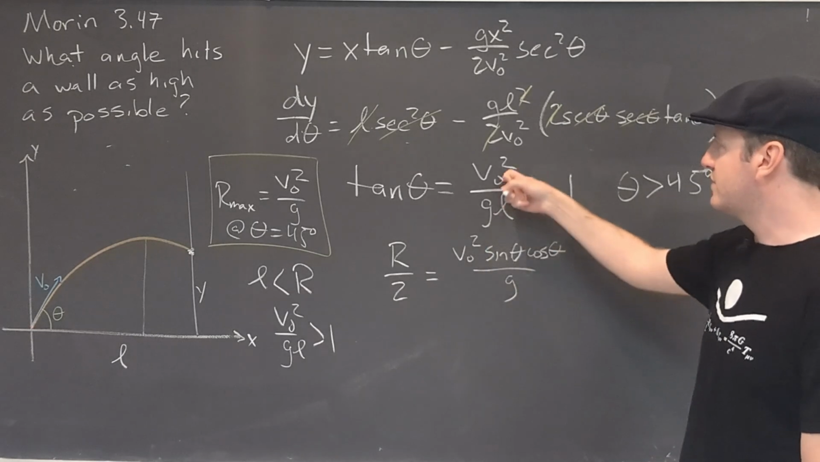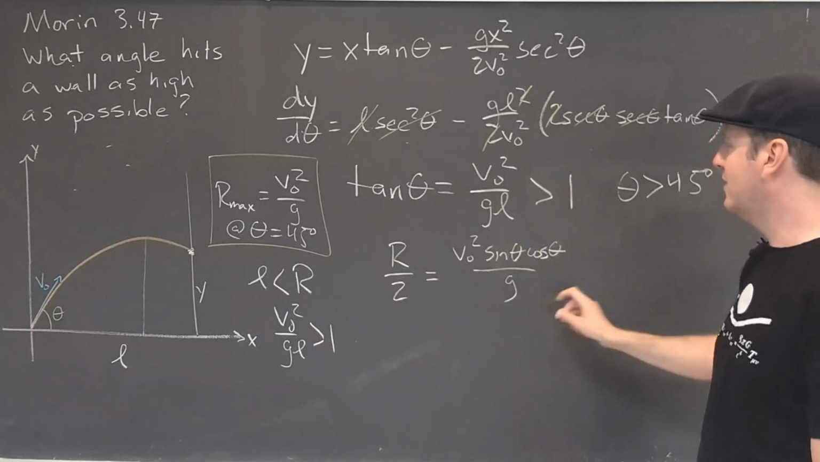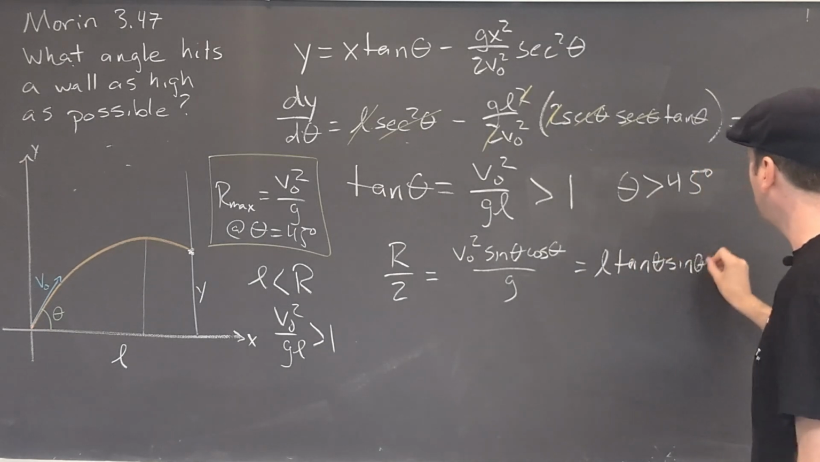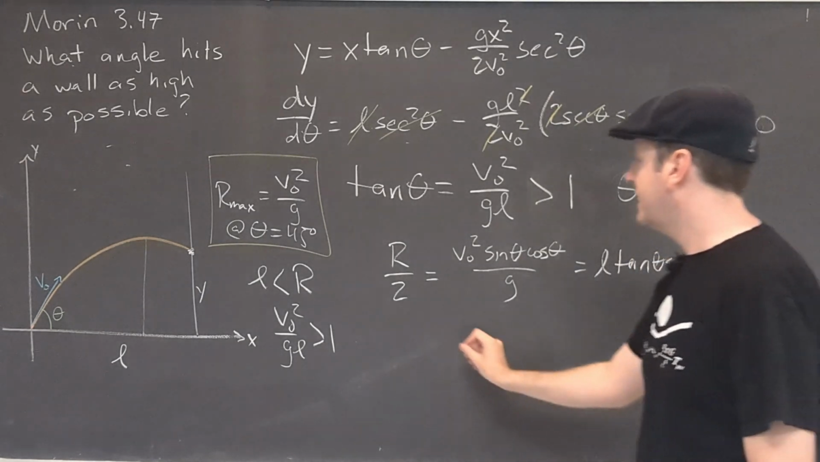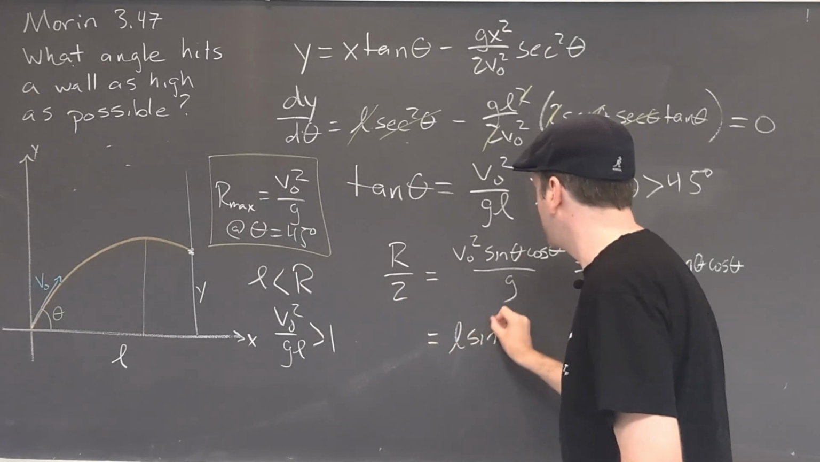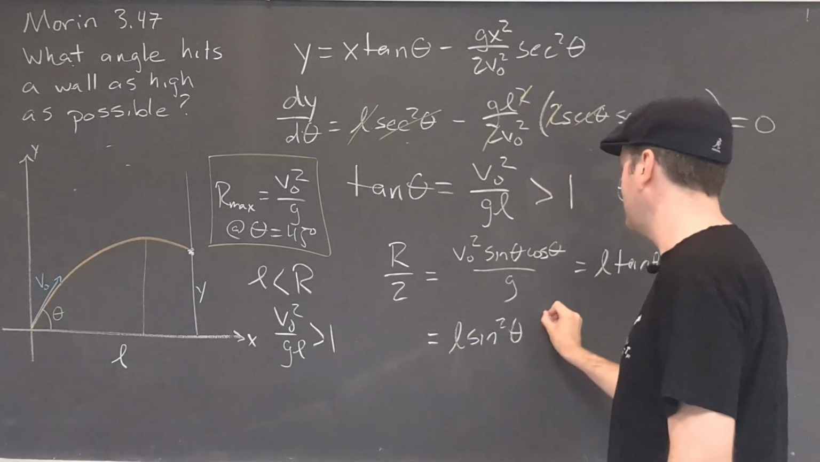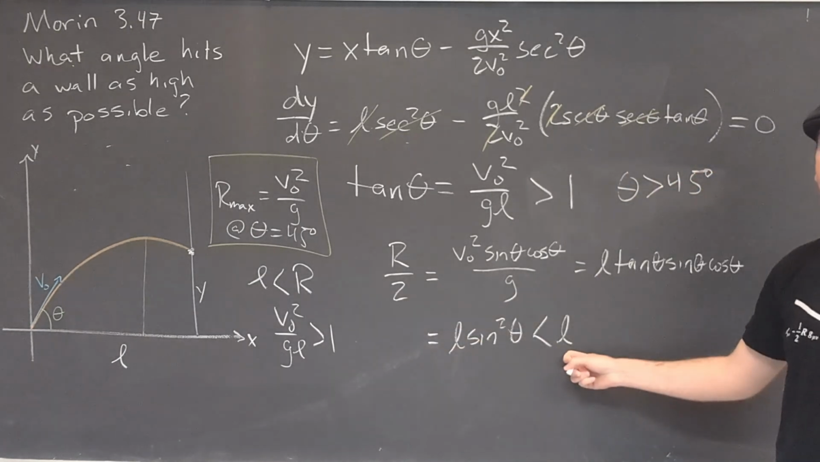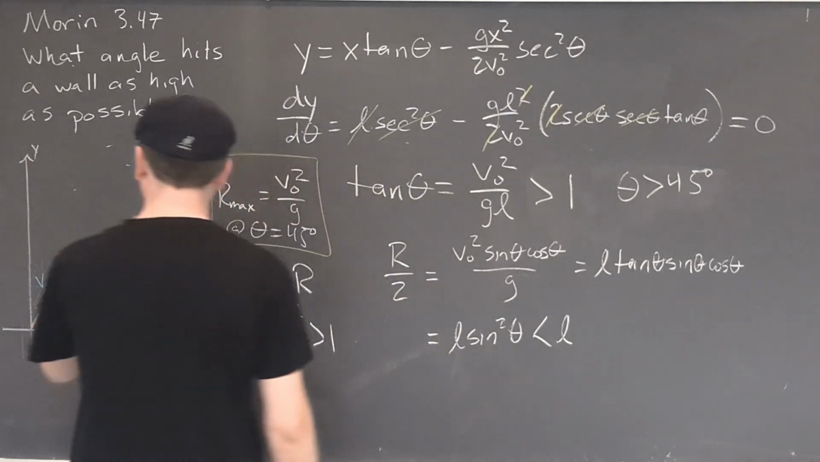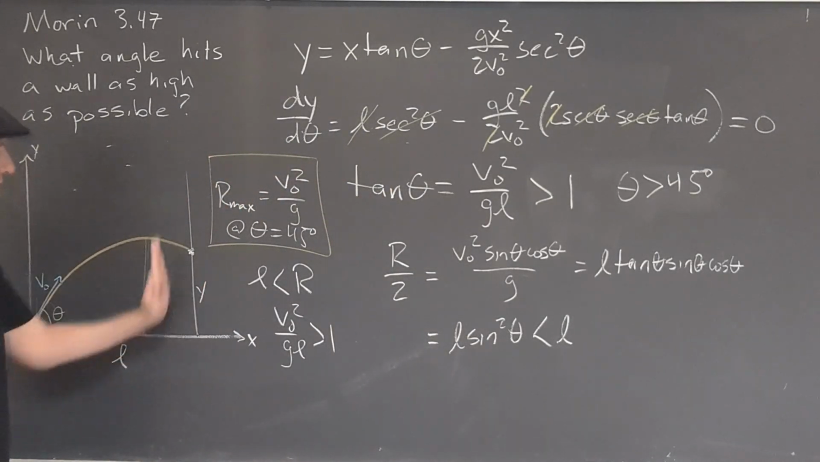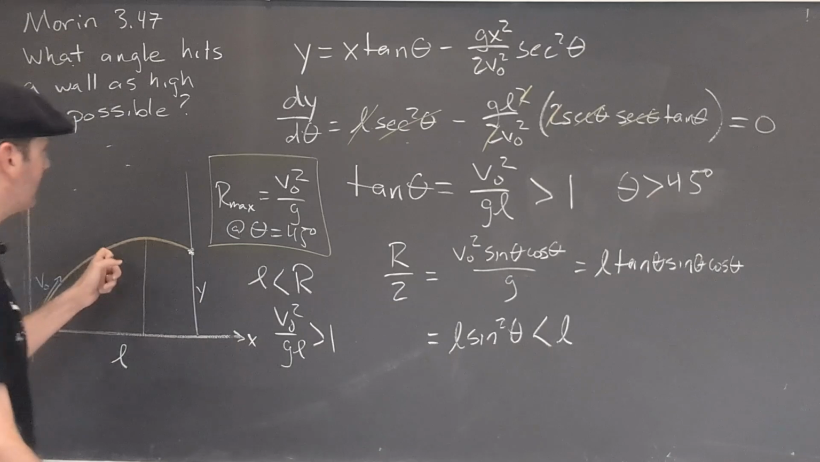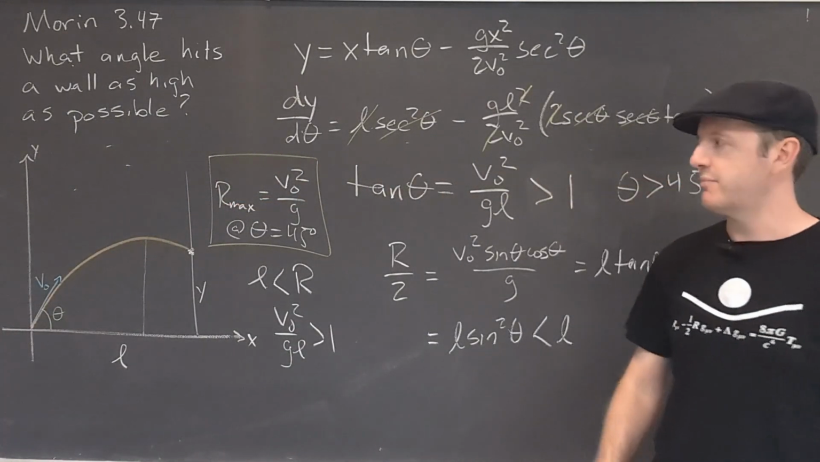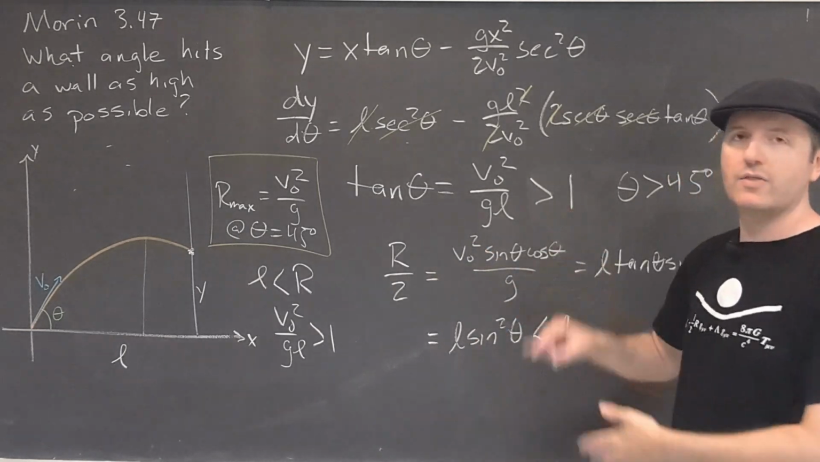Easier way is probably just to substitute V naught squared over G as L tan theta. So this will be L tan theta sine theta cos theta. Notice that that's definitely just L sine squared theta, which is also definitely less than L. So R over 2 is less than L. That's telling us that this halfway point actually is earlier than the location of the wall. So yeah, we do actually hit it on the way down when we're maximizing that particular height on the wall.